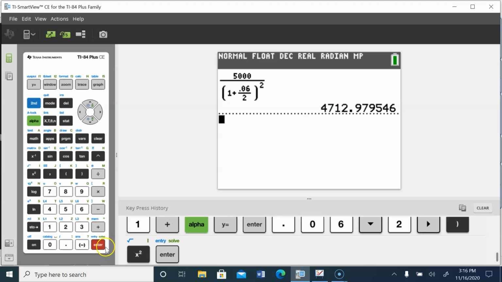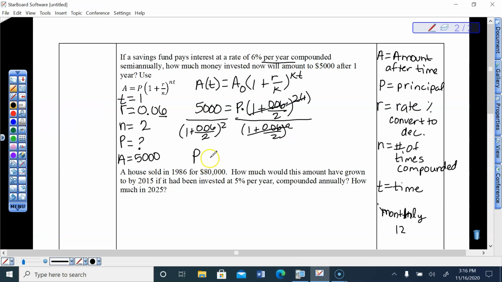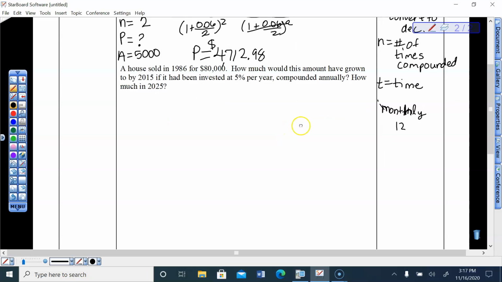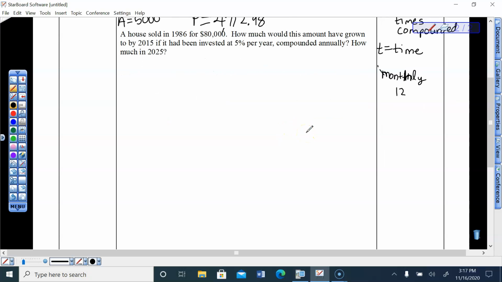To the nearest penny here, you get $4,712.98. And there you get your principal, $4,712.98. And there you go. You didn't really need the graphing part of your calculator to do that problem, but there you have it. Okay, last problem here says a house sold in 1986.